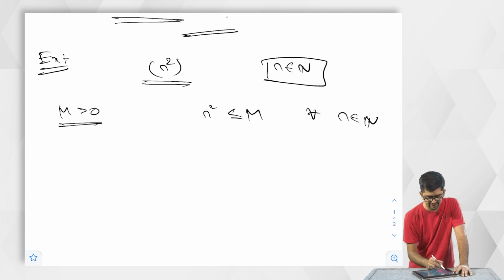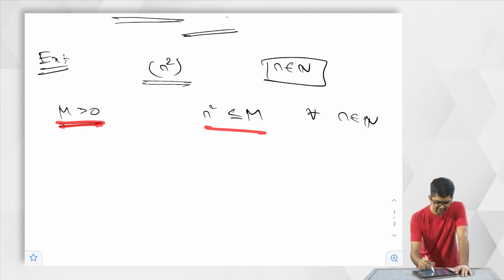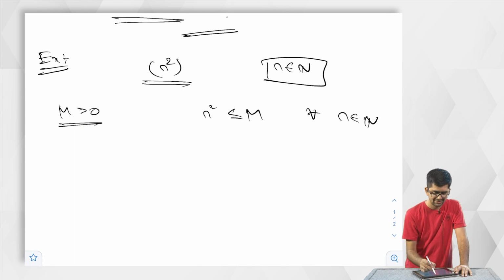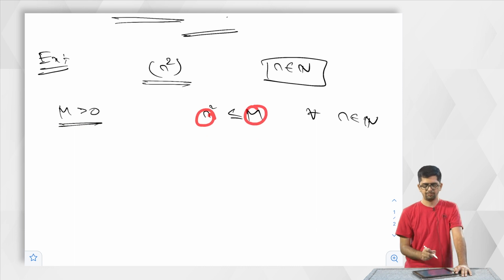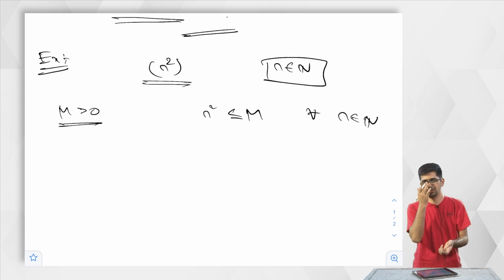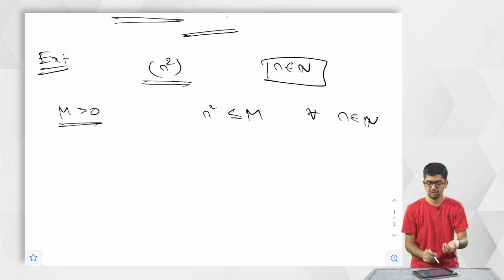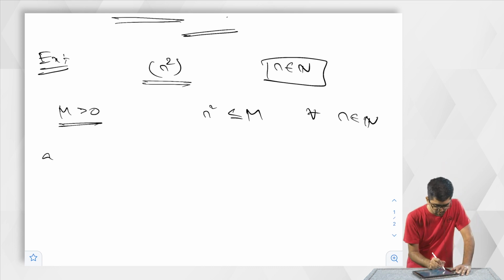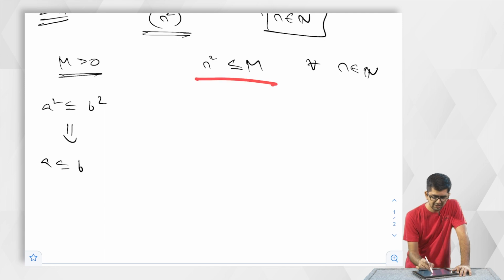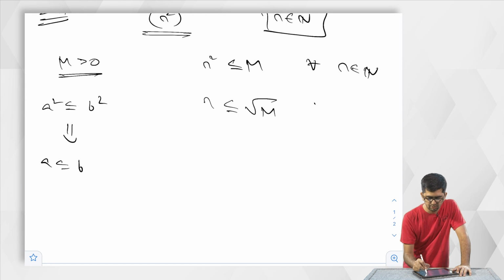So, we are looking for a positive element m such that n square is less than or equal to m for every n belongs to N. Now, this n and m both are positive. I have said this sometime before also: if I have two positive real numbers a and b such that a square is less than or equal to b square, this implies a is less than or equal to b. So, here n square is less than or equal to m implies n is less than or equal to root m for every n belongs to N.